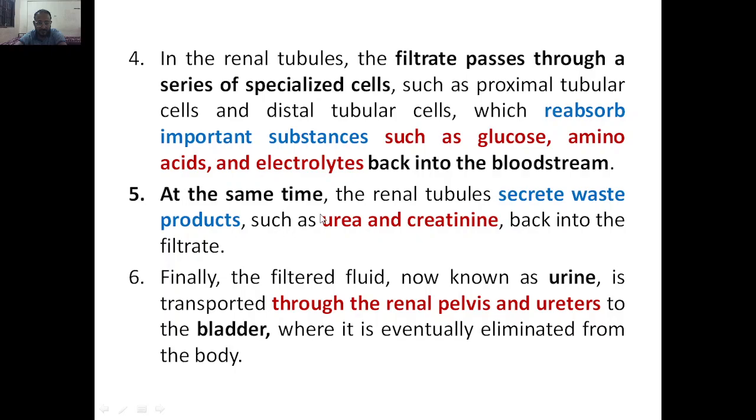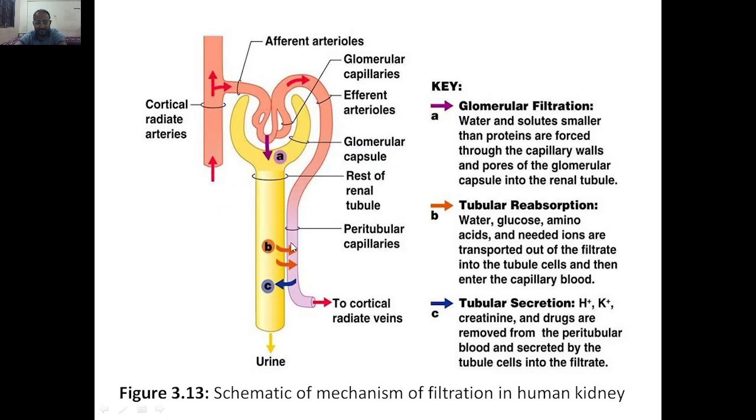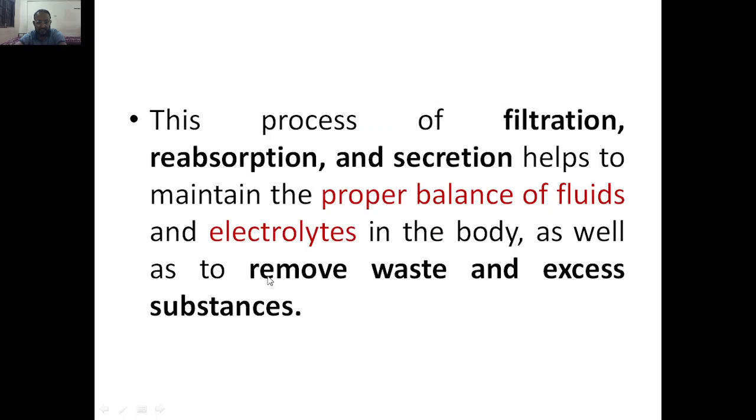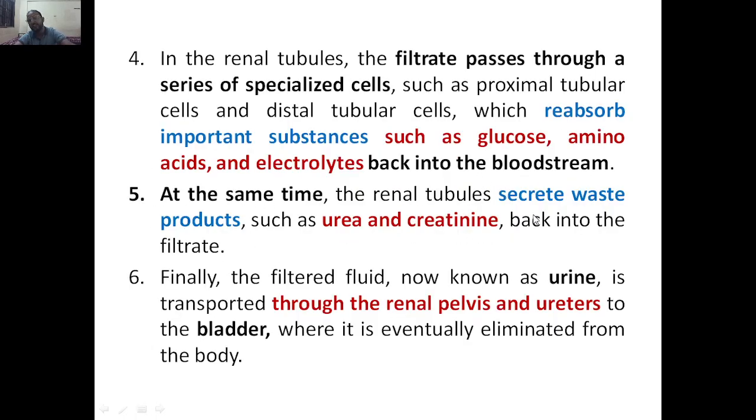Okay? So at the same time, the renal tubules secrete waste products such as urea and creatinine back into the filtrate. So whatever waste is there, such as urea and all, that will be given back to the renal tubule, where again it will enter into the waste. Okay, so at the same time the renal tubules secrete waste products such as urea and creatinine, and that will be sent back to the filtrate or renal tubule.